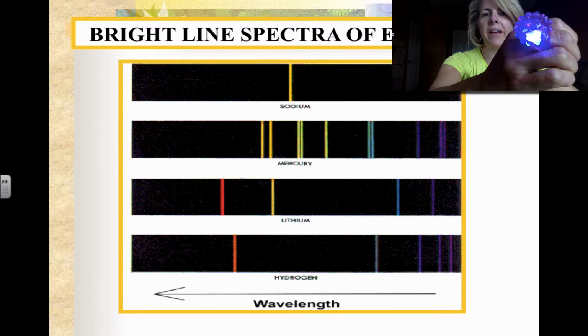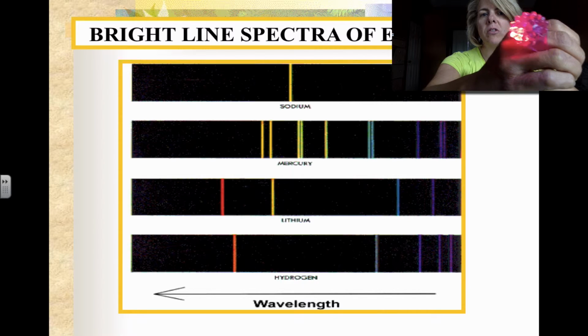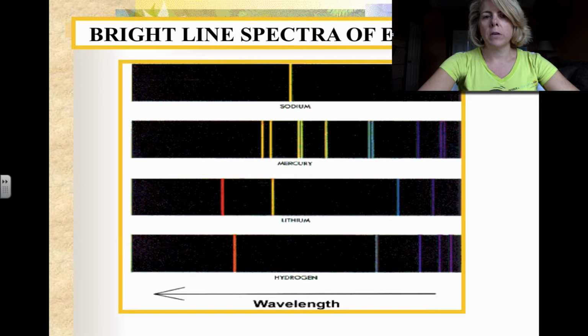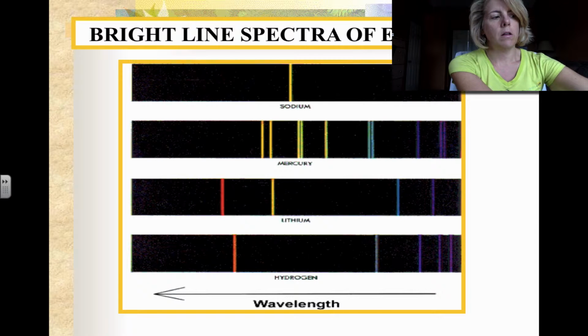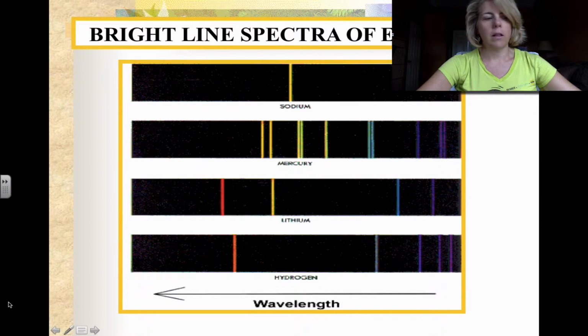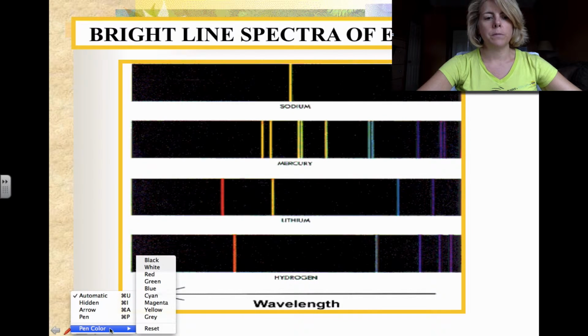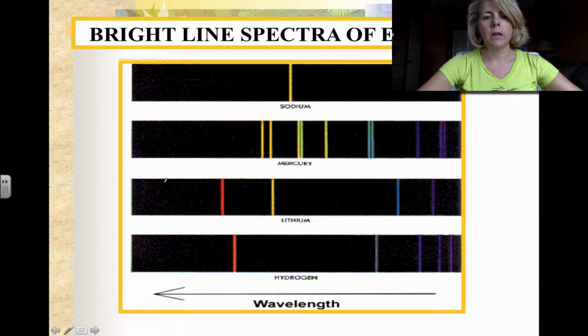And I just want to share with you, I have this really cool looking ring. And the question is, where do we get all this color from the light that we see? Now, if you look at the spectra that I have there, we have sodium, mercury, lithium, and hydrogen. Notice that there are different colors associated with each element. This is what makes elements special: they have what we call bright line spectra.